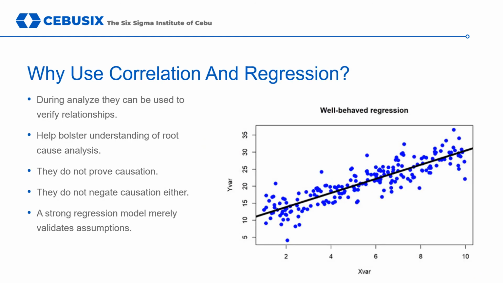Correlation and regression can be applied at a number of points in a DMAIC process. During the analyze phase, teams can use these tools to help verify relationships between inputs or to help bolster understanding of root cause analysis. While correlation and regression don't prove causation, they do not negate causation either. A strong correlation does not prove causation, but if a team already believes causation is a factor, then a strong regression model helps to validate that assumption. This is especially true if a team couples regression modeling with trial and error hypothesis testing.